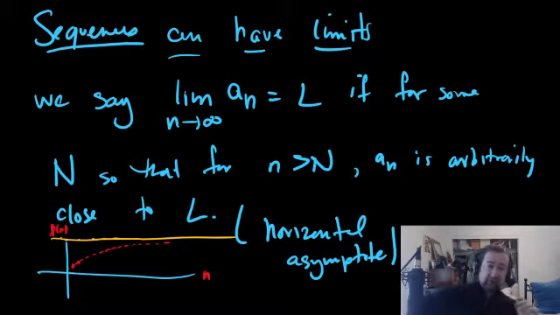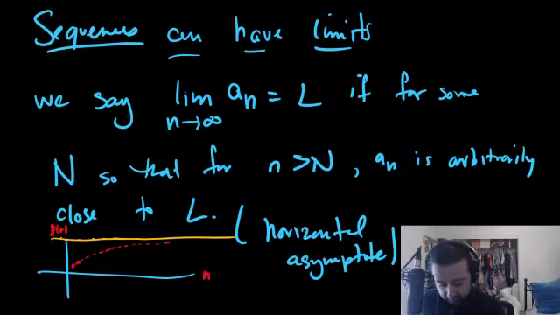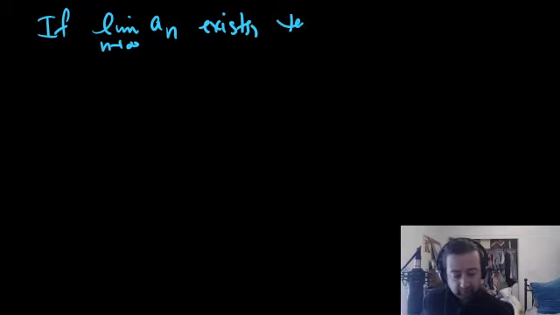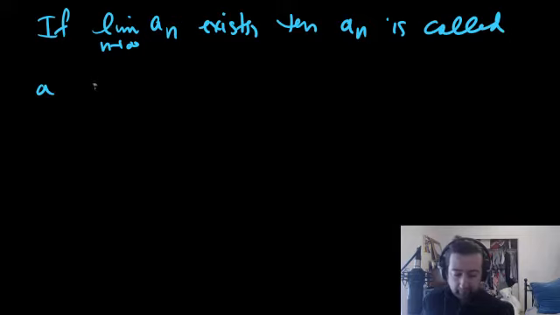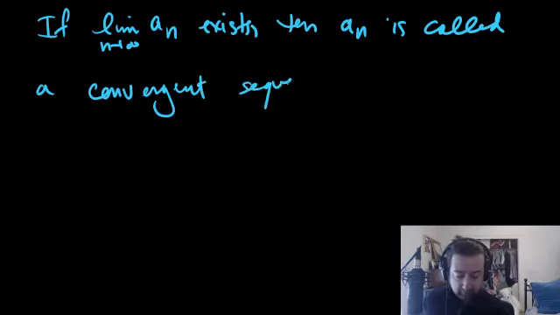If that limit exists, we call the sequence convergent. If the limit as n goes to infinity of an exists, then an is called a convergent sequence.